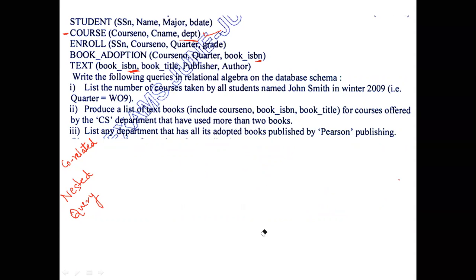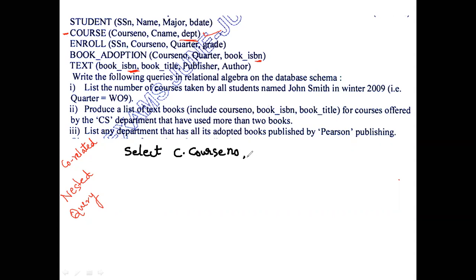So let us start the query. Select. What are the attributes we need? We need details from the textbook table. We need ISBN and book title. Course number we need as well, so let us extract it from table C, so C dot course number, comma, book ISBN.